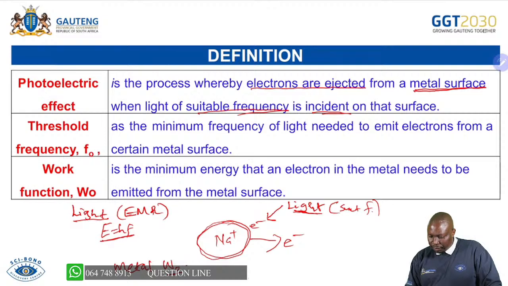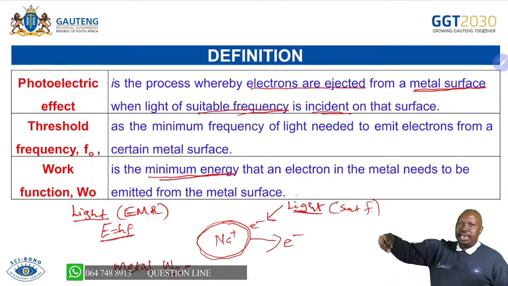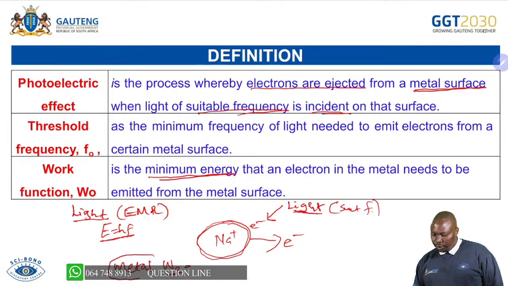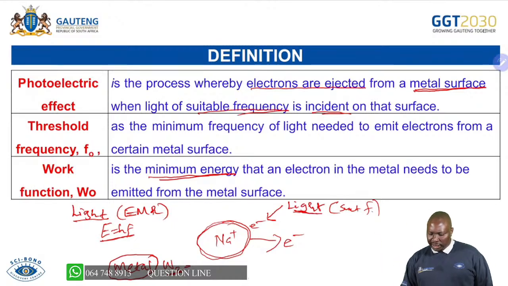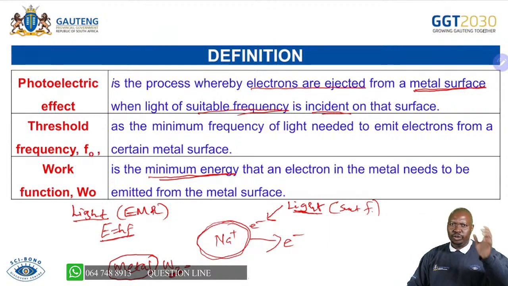So what is work function? Work function is the minimum energy that an electron in the metal needs to be emitted from the metal surface. So the minimum energy required to emit an electron from the metal surface. The metal has a price, which is the work function. For you to remove my electrons, this is the amount of energy that you must bring. Hence, the minimum energy required to remove an electron from the metal surface, we call it the work function. So there are two things that at all times you're going to compare.